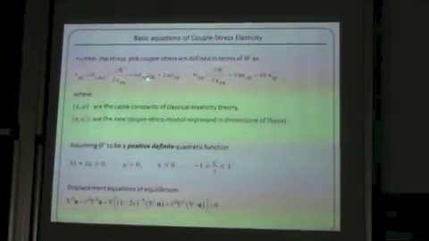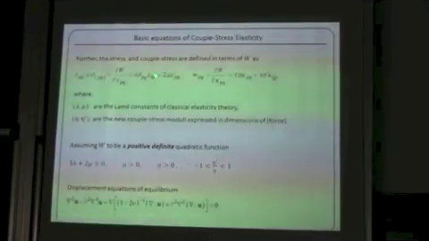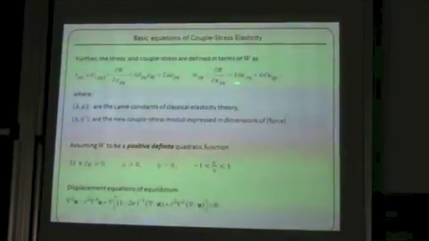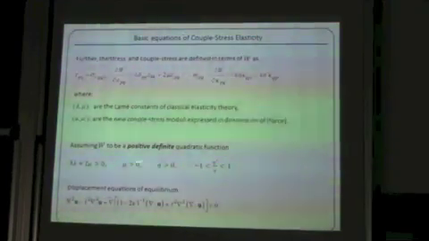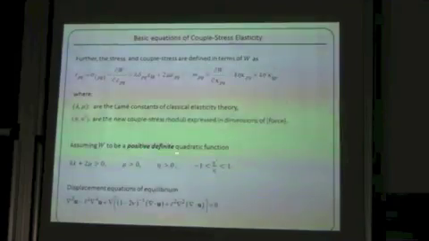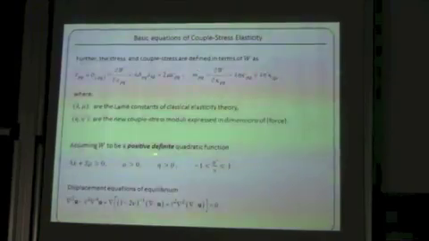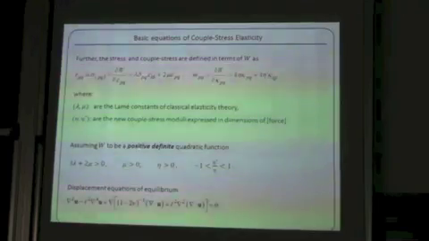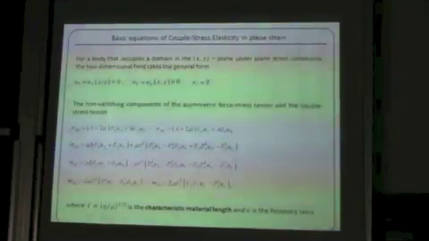Now, in the standard variational manner, we derive the stress and coupled stresses under these forms, where the Lamé constants are involved, and also these terms that are the coupled stress moduli expressed in dimensions of force. And we have these restrictions for the material parameters to ensure a positive definite strain energy density. And also, in light of the above, we have the displacement equations of equilibrium under this form.